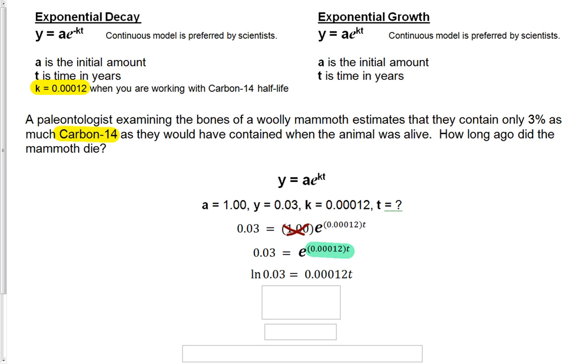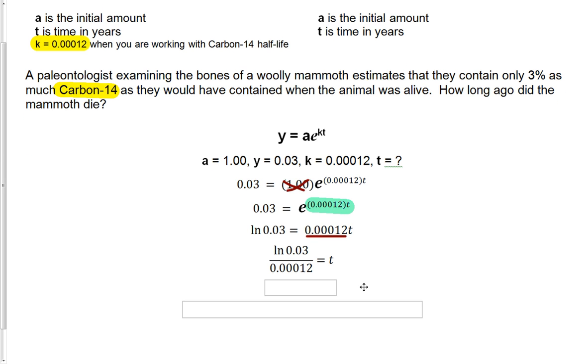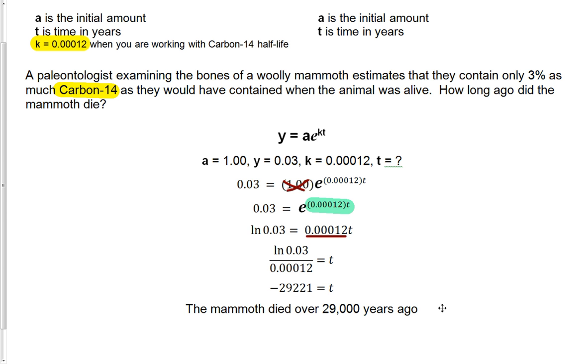Divide by that large constant, or very small constant actually, on both sides to get t by itself. Pop it into your calculator, and you will find that the value is negative 29,221. So what that means, approximately, is that the mammoth died over 29,000 years ago. And that's how they do a lot of these carbon datings, when they put dates on when they found prehistoric bones, dinosaurs, things like that.